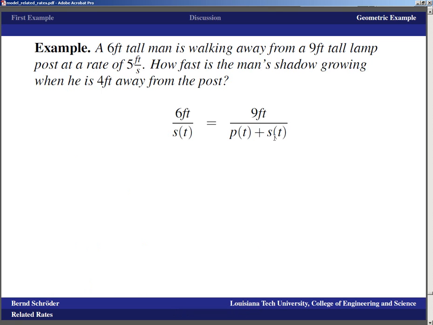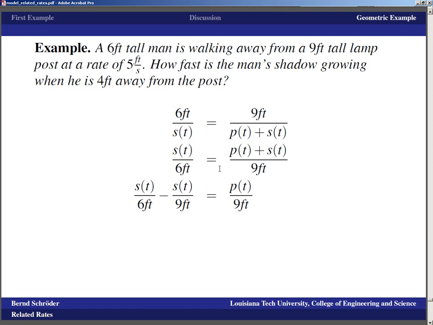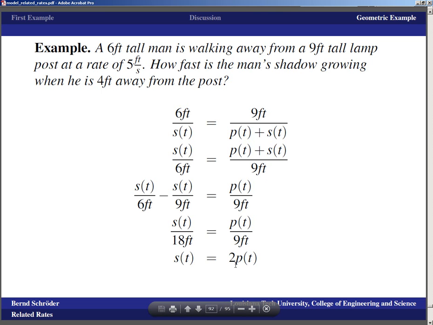6 feet to s is 9 feet to p plus s. That means s over 6 feet is the same as (p plus s) over 9 feet. So that means s over 6 feet minus s over 9 feet is p over 9 feet. We brought everything with s to one side. And 1/6 minus 1/9 should be 1/18. So s over 18 feet is p over 9 feet. That means s of t is 2 times p of t, which also makes sense because this has a length unit and that has a length unit.